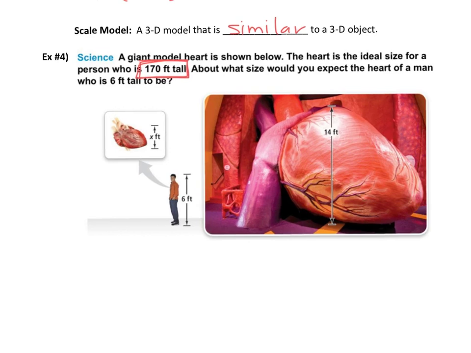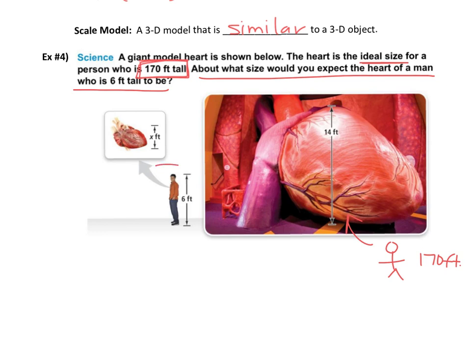Okay. So it says the heart is the ideal size. That does not mean there is a person 170 feet tall. This is how big it would need to be for 170 feet. It says, about what size would you expect the heart of a man who is 6 feet tall to be? You're trying to set up a proportion. The man representing this heart is 170 feet tall.